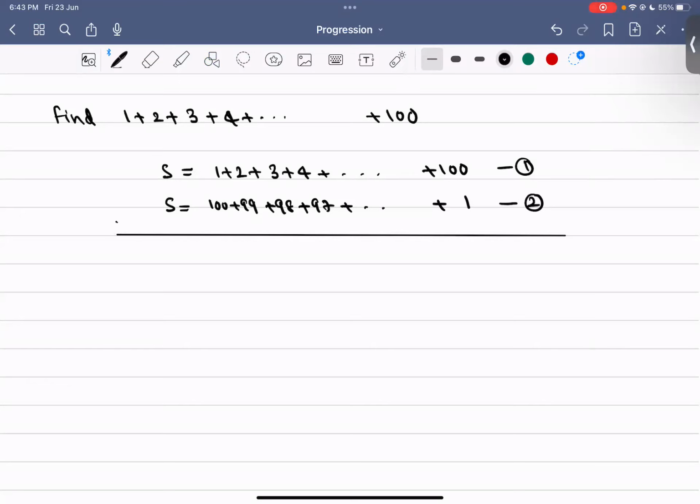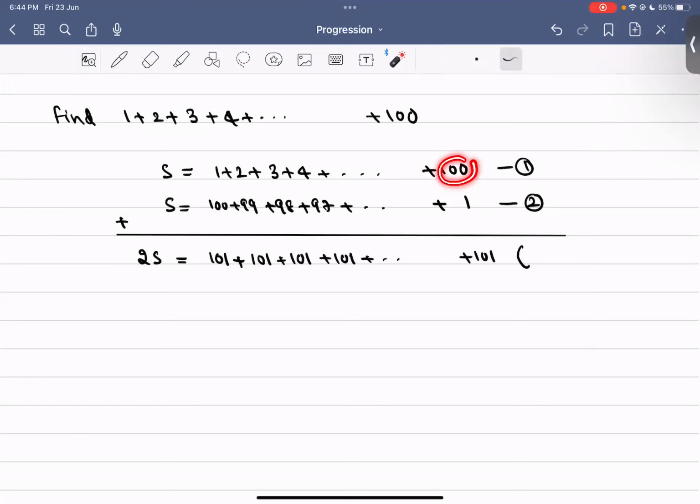If you add, S plus S is 2S. Adding corresponding terms: first term 1 plus 100 is 101, second term 2 plus 99 is 101, 3 plus 98 is again 101, 4 plus 97 is 101, and so on, up to 100 plus 1, which is 101. So 101, 101, 101, how many times do we add? 100 times, because there are 100 terms.